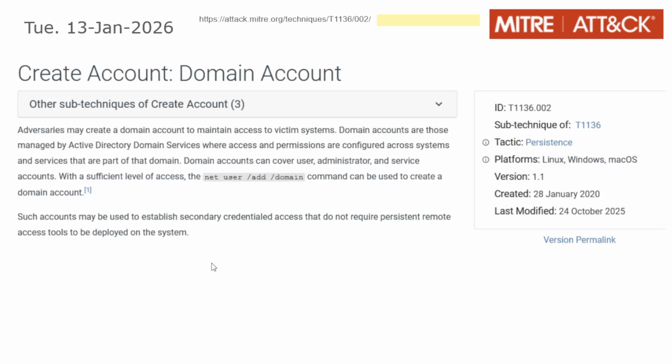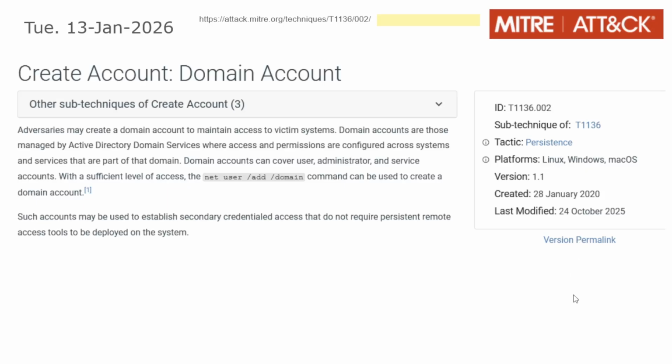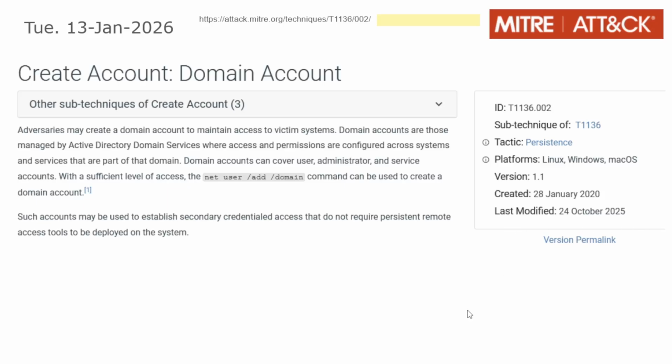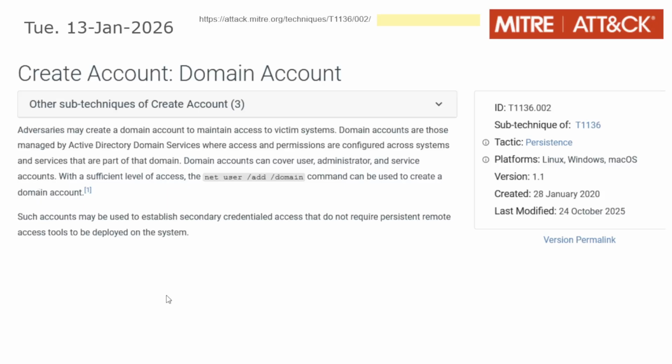As usual I pre-copied everything. We have Tuesday 13 January today, and so we are in the tactic of persistence, and when it comes to domain accounts, we have the platforms Linux, Windows and macOS, so this is domain related. So let's take a look at what they write here. Nobody took claim of that page, that's a bad sign. Let's see. So adversaries may create domain accounts to maintain access to victim systems. Domain accounts are those managed by Active Directory domain services, where access and permissions are configured across systems and services that are part of the domain.